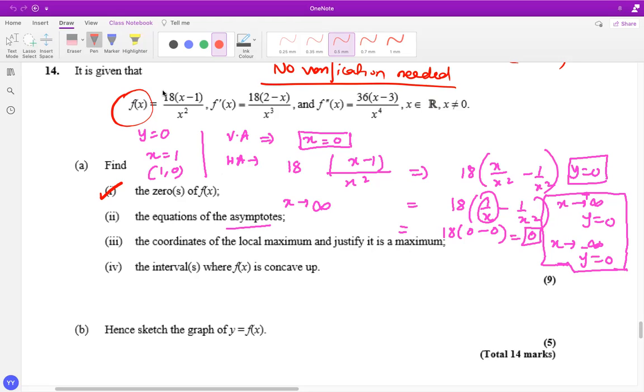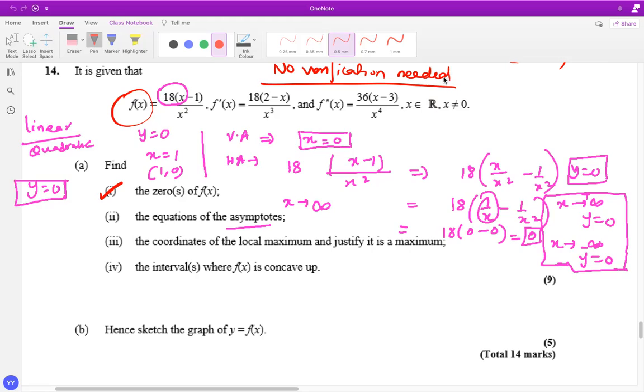As far as the shortcut is concerned here, we look at whether it's linear or quadratic. If the degree of the numerator is lower than the degree of the denominator, in that case the horizontal asymptote automatically becomes y equals 0.